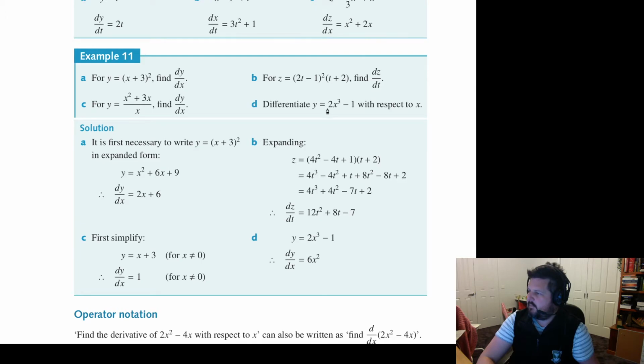This one here, again, pretty straightforward. 3 times 2 is the 6. Take away 1 from the power is 2. So we've got 6x squared. If you've got a constant value on the end, whether it's positive or negative, the derivative is going to be 0. So you don't need to write plus 0 on there. You can just leave it blank.